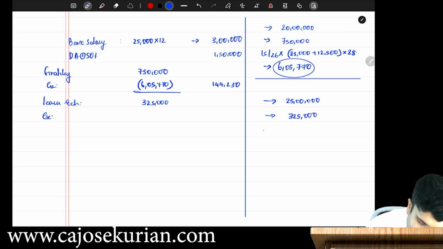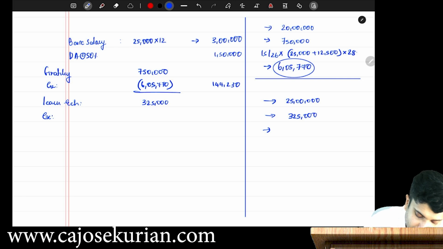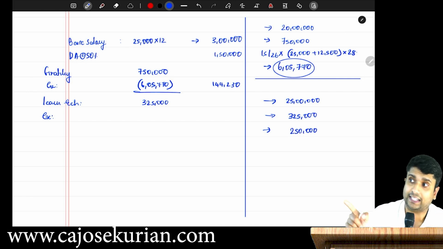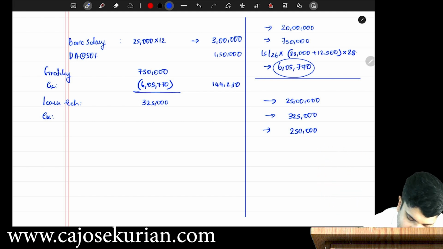And what is number 3? Last 10 months standard salary. Here it is only basic salary. Why? DA does not form part of the retirement benefit. So last 10 months basic salary will be 2,50,000, because last drawn basic salary is 25,000 into 10, which is 2,50,000. Now what is the last limit?